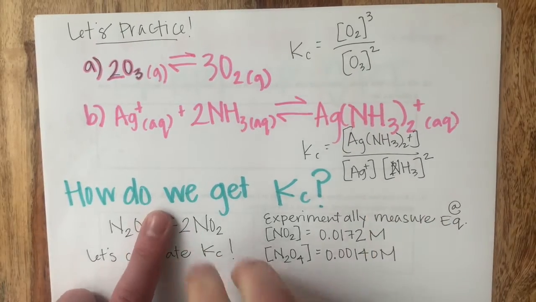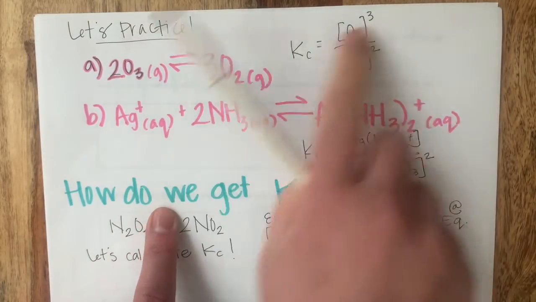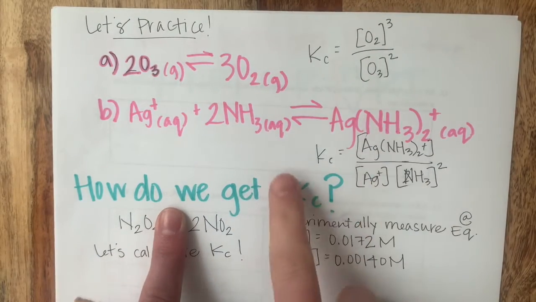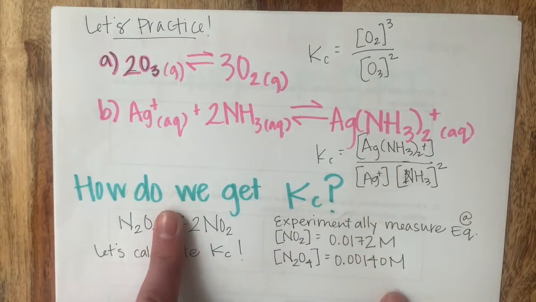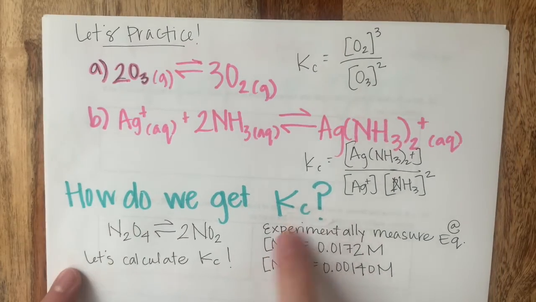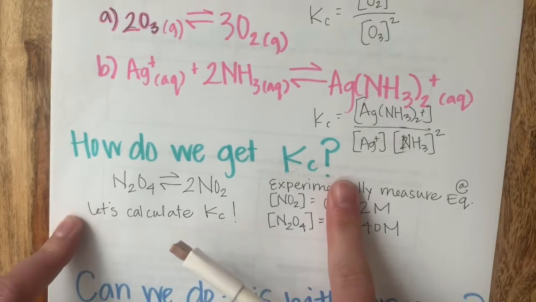So there are our answers. You can see products raised to their coefficient power, reactants raised to their coefficient power, same thing here, all to the first, and the second. Okay, so how do we actually get a number for Kc? Because that is a numerical constant value. So let's just try it.